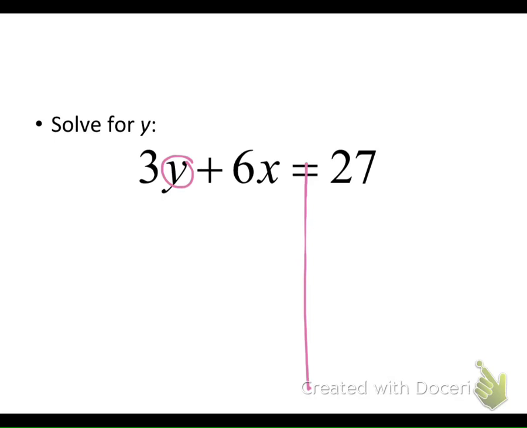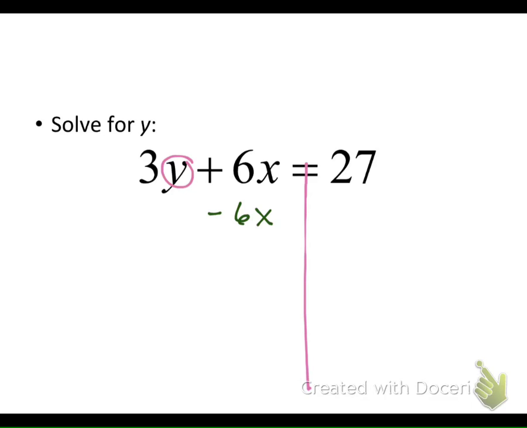The 6x. Not the 3y, but the 6x. And what else do I want to get rid of to get this y by itself? The 3. Just the 3, not the 3y. Okay, so what am I going to get rid of first here? The 6x. So how do I get rid of that plus 6x? That x is going to go with it. So we're going to subtract 6x from both sides. Golden rule, whatever I do to one side, I do to the other.